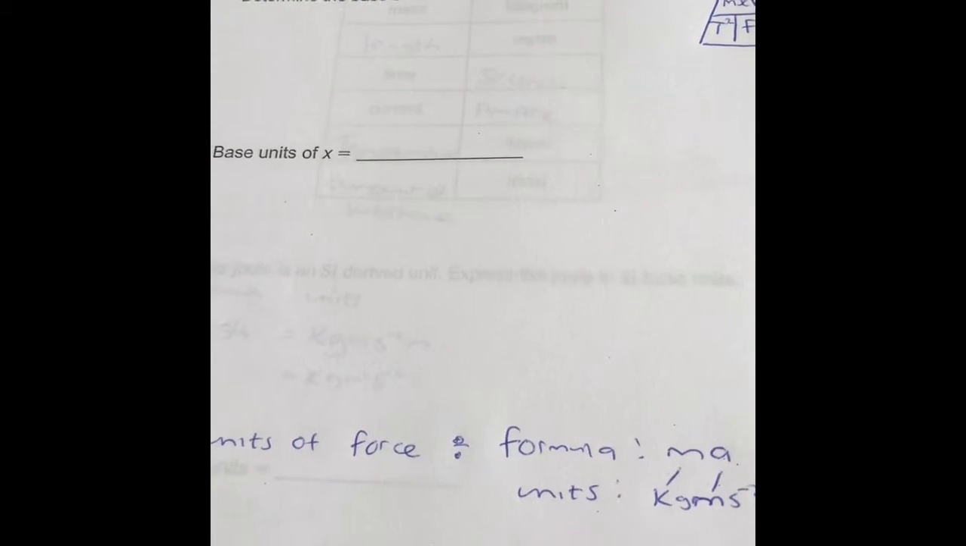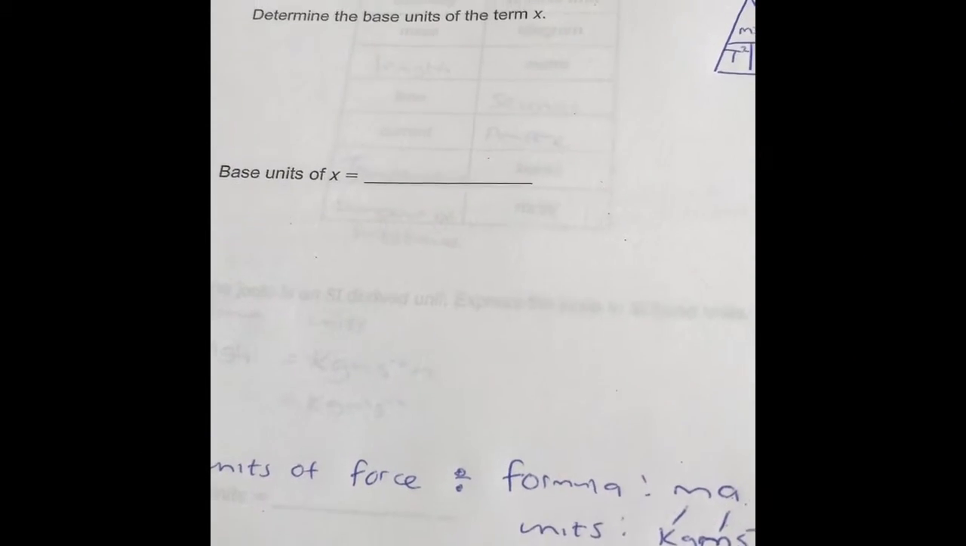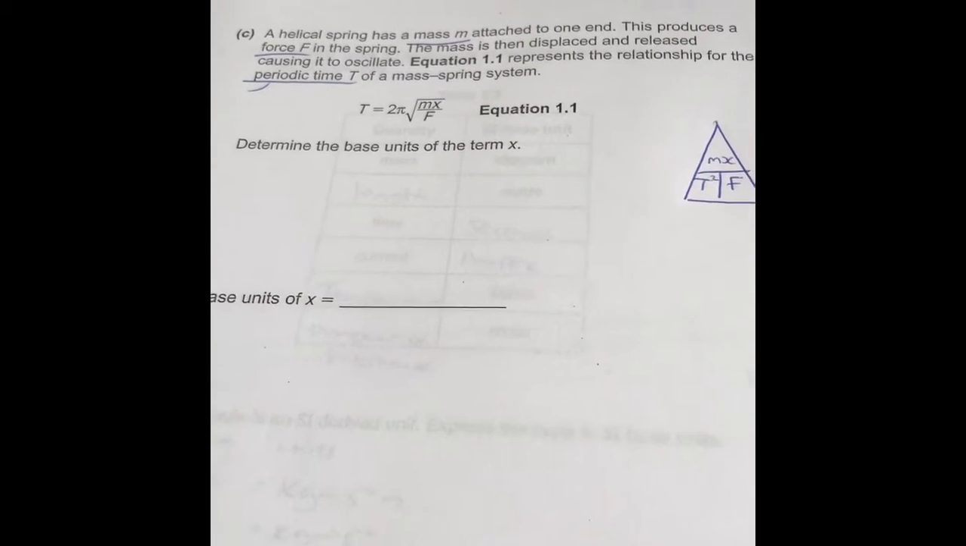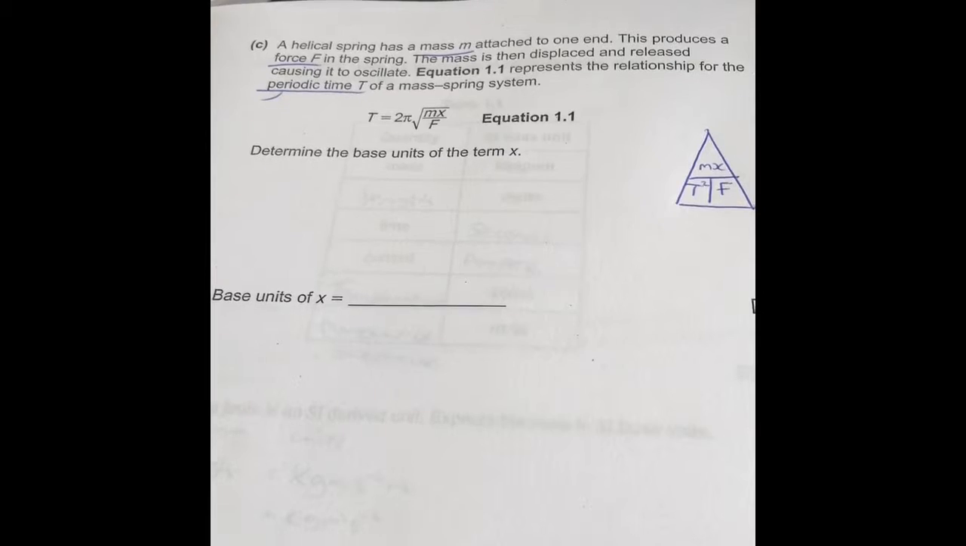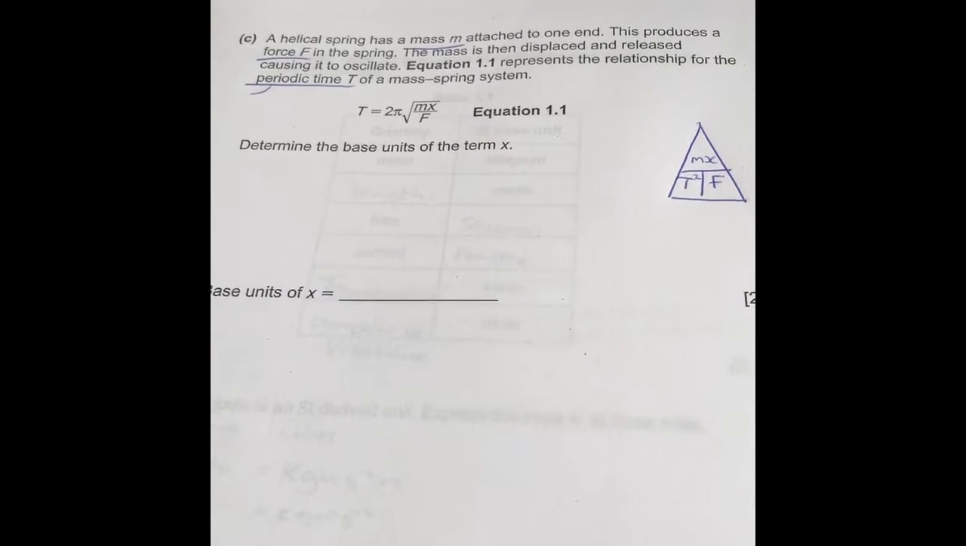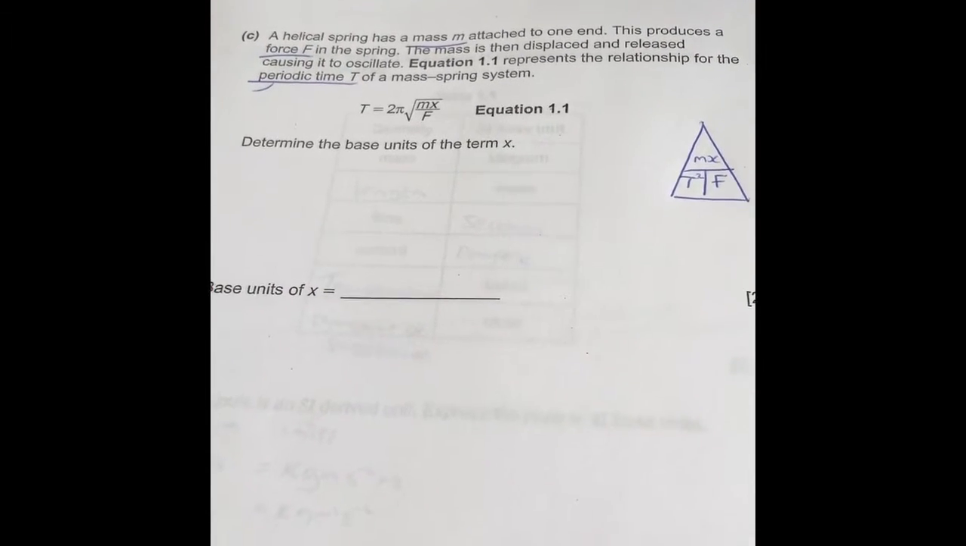This is SIA AS1 Physics, January 2013. So this here is just talking about a question where you have a spring with a mass attached to one end and it produces a force. And whenever we pull down the spring with the force attached, it will then begin to oscillate.